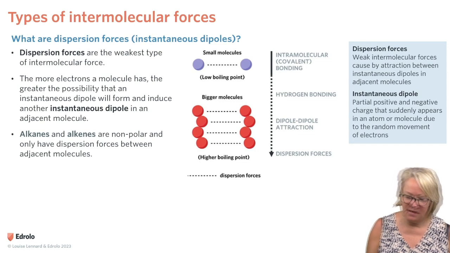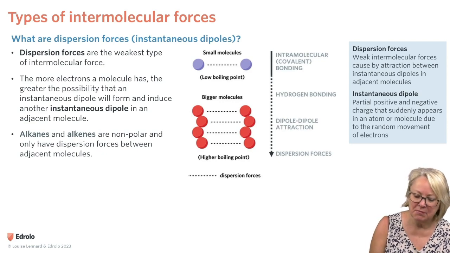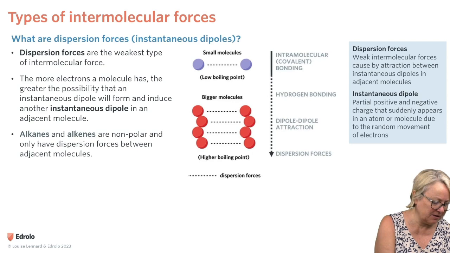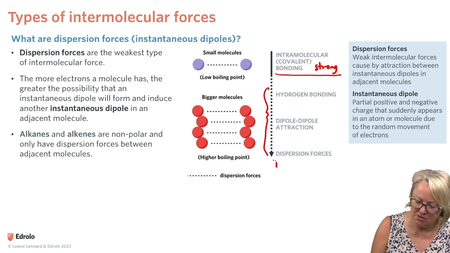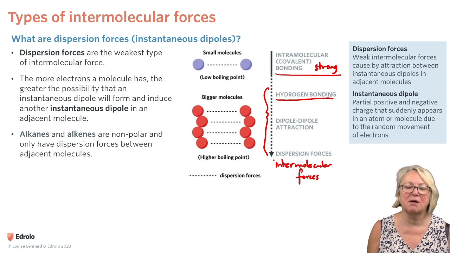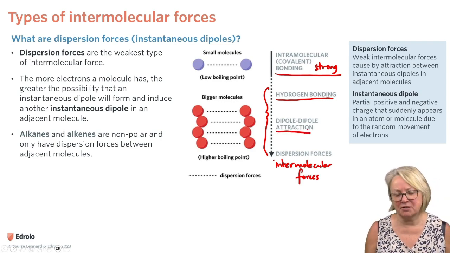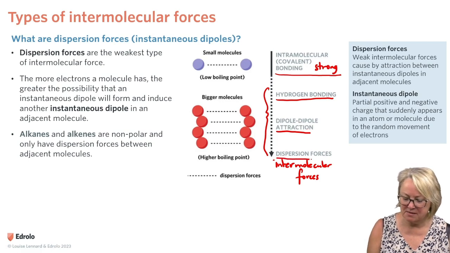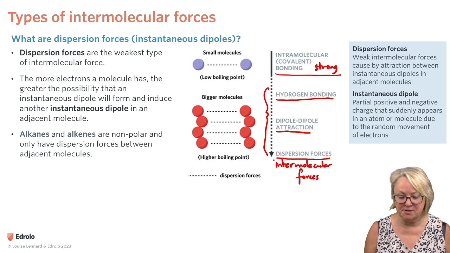And this is a diagram that we had in the year 11 chemistry course. Intramolecular or covalent bonding is very strong. So that's very strong bonding. And then of the intermolecular forces, hydrogen bonding is the strongest type of intermolecular force, followed by dipole-dipole attraction. And the weakest type of intermolecular forces are dispersion forces.